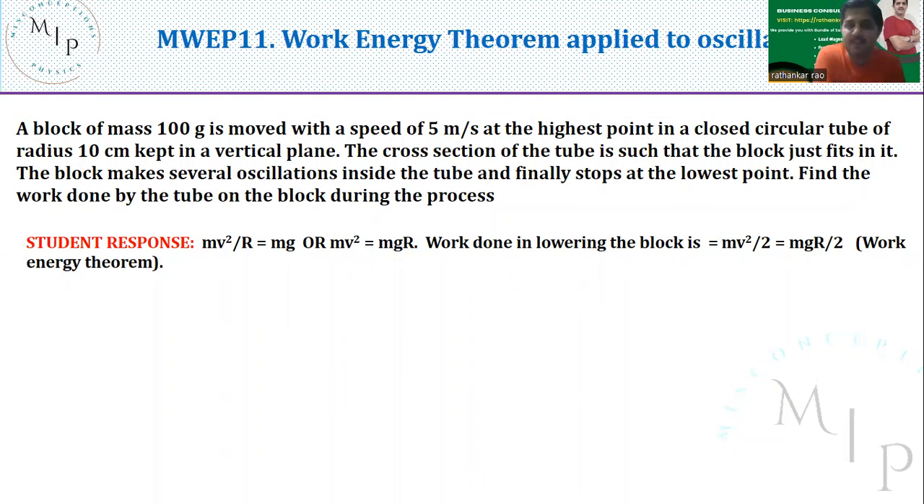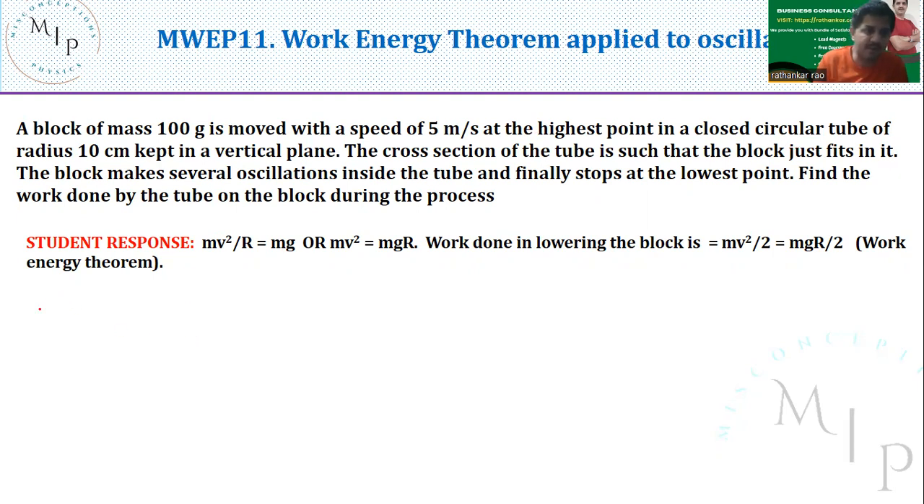In this problem, I'm not going to show two methods, but there's a conceptual mistake, so I'm going to highlight that. Let us read this work energy theorem as applied to oscillations. A block of mass 100 grams is moved with a speed of 5 meters per second at the highest point in a closed circular tube of radius 10 centimeter.